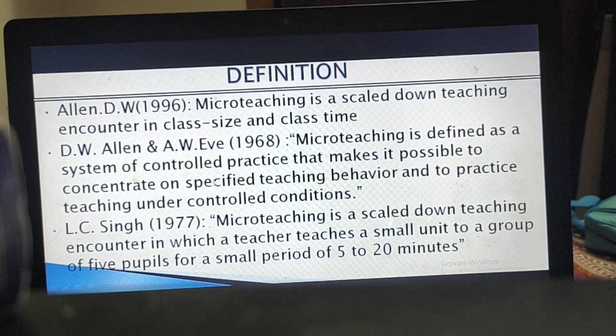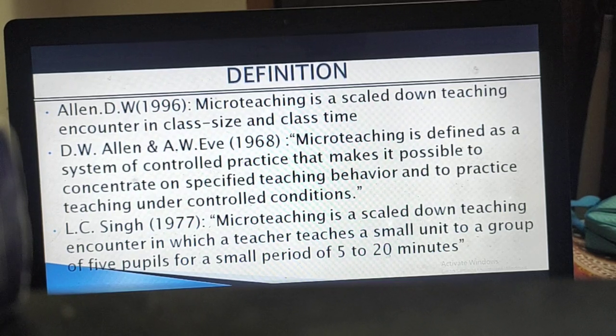Here it mentions class size. What is class size? Class size is not the area of a class. Class size means the number of students or number of teacher trainees present in the classroom. And class time is a specific time. Already I have mentioned the time is 5 to 10 minutes.